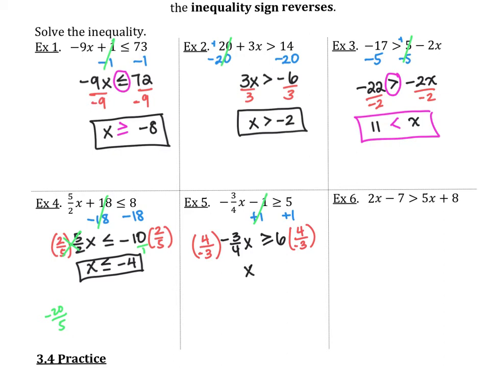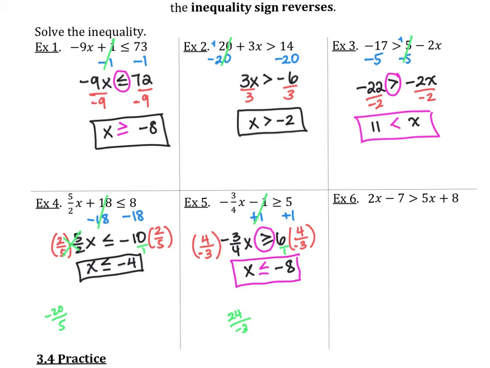Okay, now I got to do a little math here. Okay, 6 times 4 is 24. 1 times negative 3 is negative 3. 24 divided by negative 3 is negative 8. Okay, let me pause. Did I multiply both sides by a negative? Yes, because this is negative 4/3 on both sides. So both sides got multiplied by a negative. Because of that, the inequality changes directions.